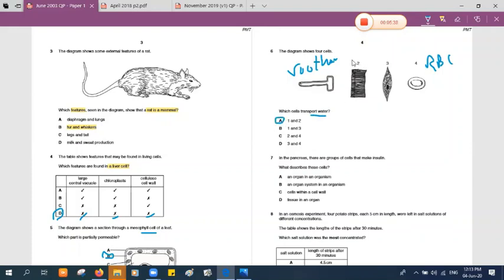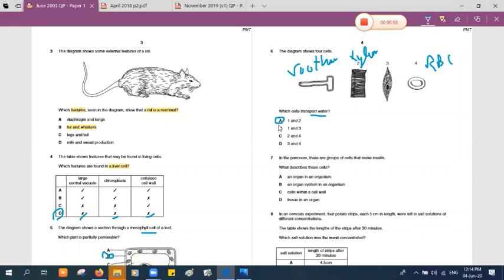This is xylem. So that's why I didn't write it, to let you think about it. And here, this is a smooth muscle, and we will not study it now. A muscle cell, okay? So the right answer is A.